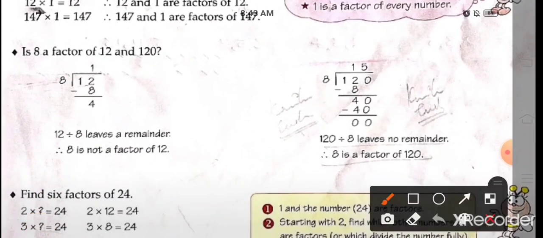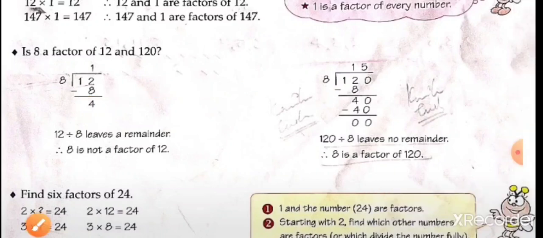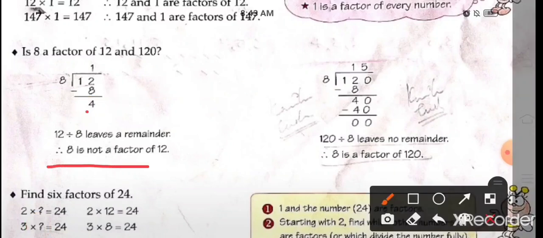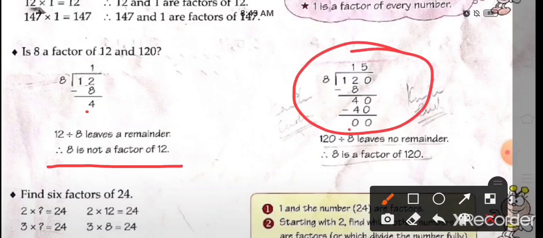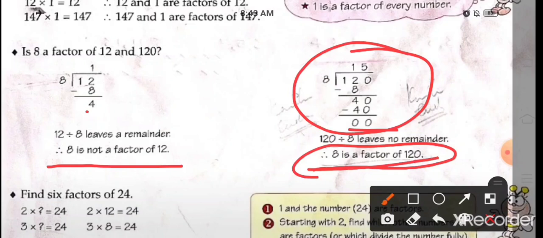Now, is 8 a factor of 12 and 120? So, you can see 12 divided by 8, remainder is 4. Okay, so remainder is coming, so 8 is not a factor of 12. Now 120 divided by 8, 0 remainder, so 8 is a factor of 120. Okay, you can see like this. Okay, remainder will be 0.